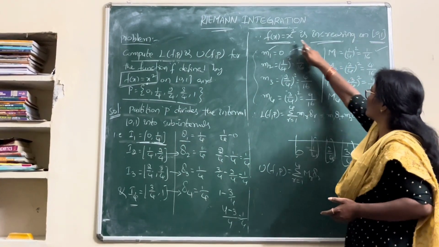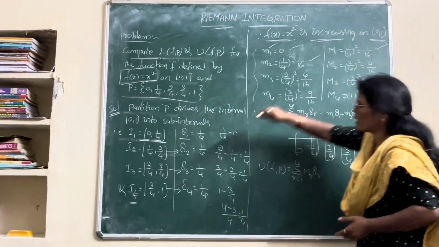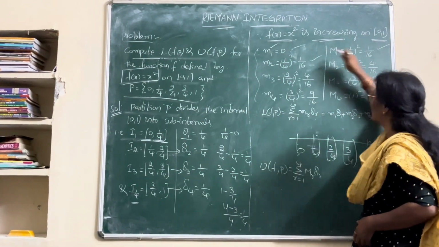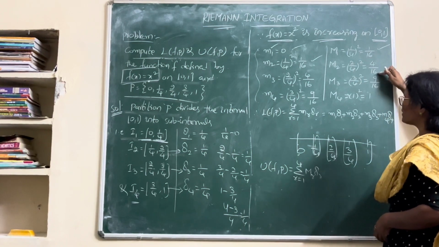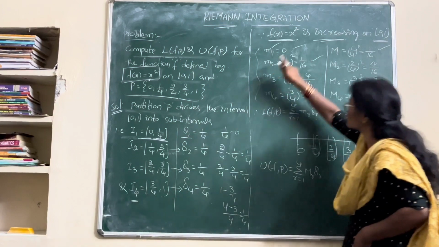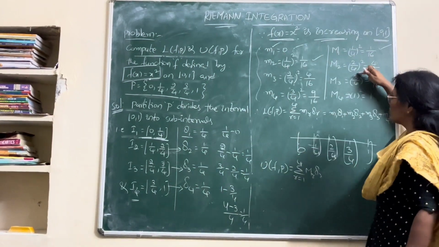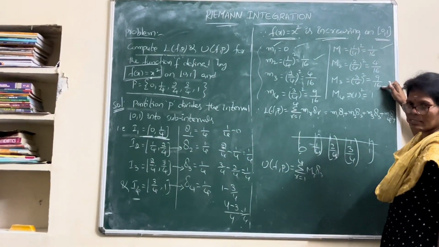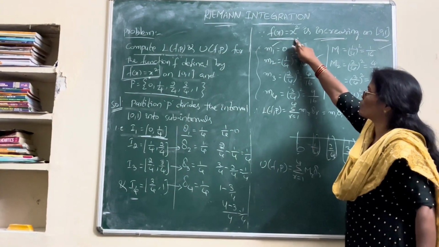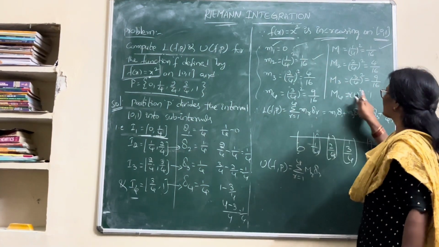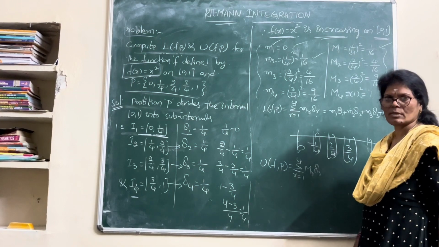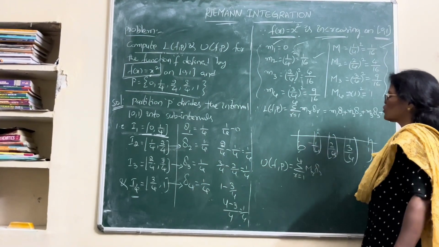From the first one, 1 by 4 whole square is 1 by 16, and from the second subinterval 2 by 4 you should substitute again in this function. 2 by 4 whole square is 4 by 16, and from the third interval 3 by 4 you should substitute in this function. 3 by 4 whole square means 9 by 16, and from the last subinterval 1 you should substitute in this function. 1 square is equal to 1 only. Okay, so these are the supremums, maximum values from each interval.